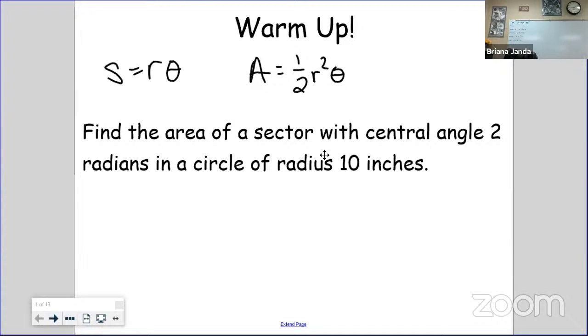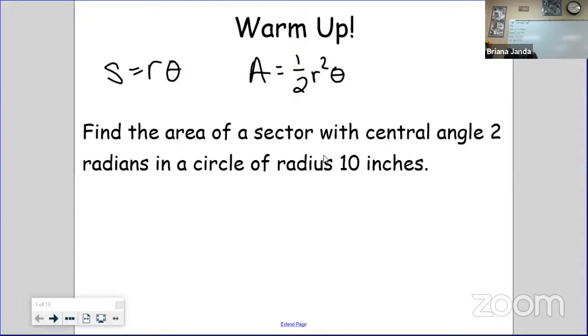Just a reminder from last week, and we will look at these quizzes tomorrow. But we had these formulas for the arc length and area of a sector. Given is: find the area of the sector with a central angle of 2 radians, and that's always a little uncomfortable for people. We are going to get to the point where we feel like radians should have a unit, but it does not have to.